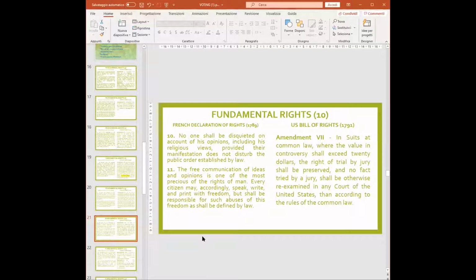But there's already a caveat: they shall be responsible for such abuses of this freedom as shall be defined by law. So it's saying, yes, you can say whatever you want, provided you do not disturb public order and within the limits set by the law. And as a matter of fact, the limits set by the law are individual reputation and the dignity of public institutions. Just think of the dignity of the president or of the king or some public authorities.